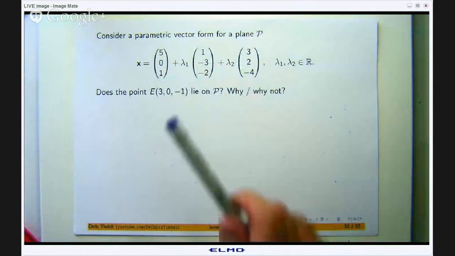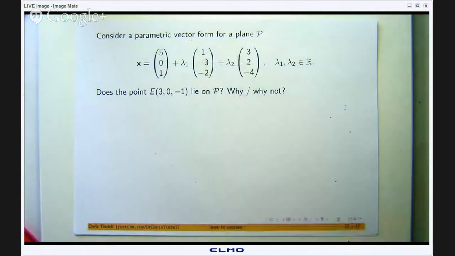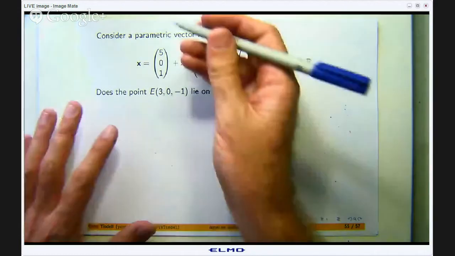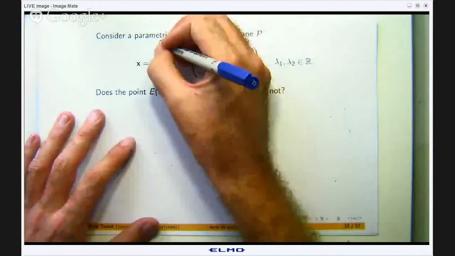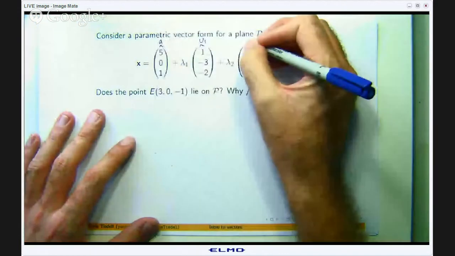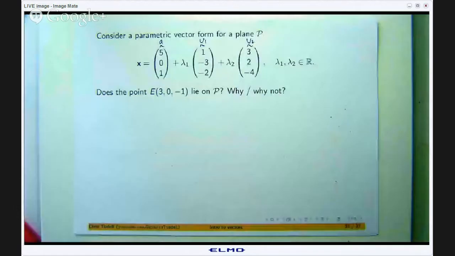Consider a parametric vector form for a plane P. Does this given point E lie on the plane, and why not? Okay. So what I'm going to do here, you can do this question a number of ways, but I'm going to do it using the point normal form.